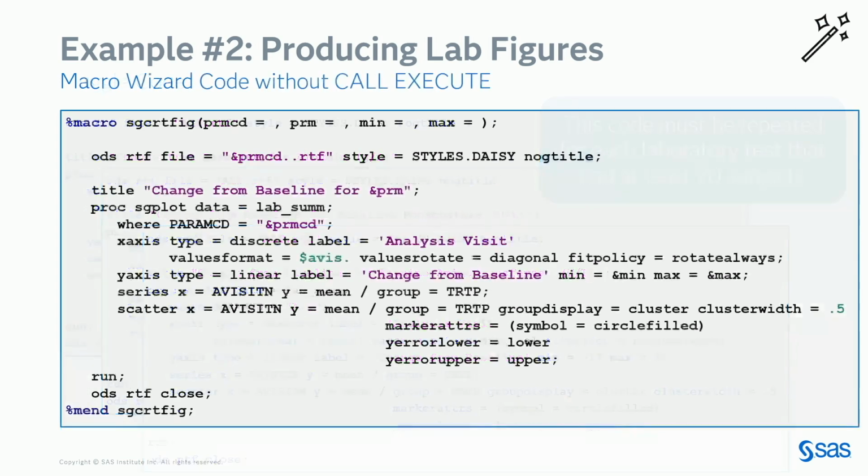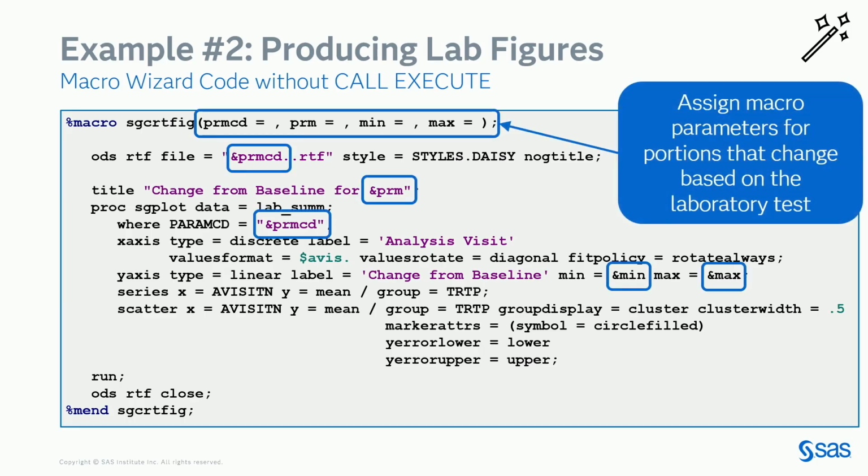And so we're now going to introduce the use of CALL EXECUTE, but we're first going to create our macro definition. We're going to take one of the pieces of code that we used on our SGPLOT, and we're going to parameterize a lot of this input. You'll see that the code looks exactly the same. The only difference is that instead of hard coding the parameter, the title, or the min and max, those are now going to be macro parameters. After we've created our definition, we still have to do our macro calls.